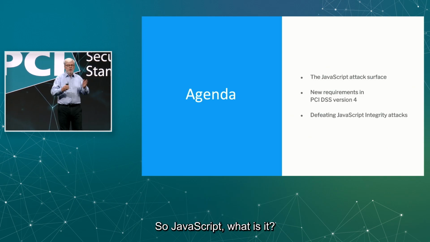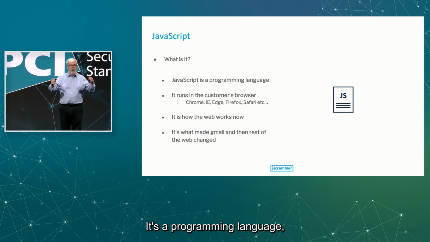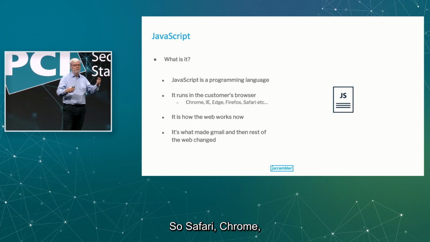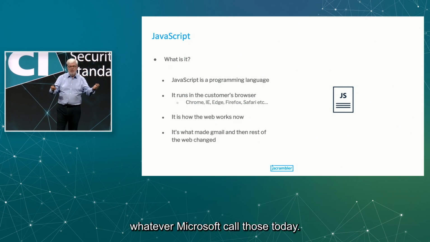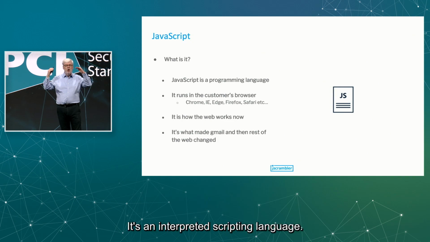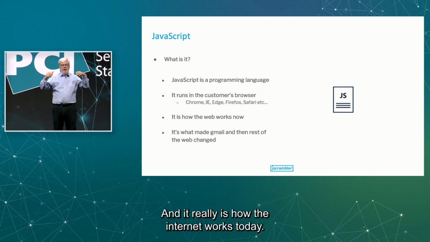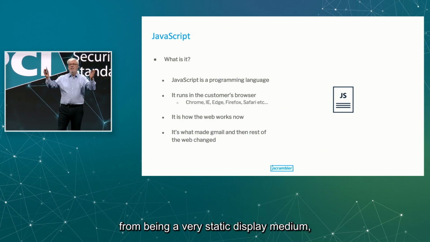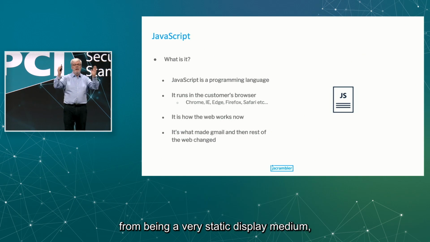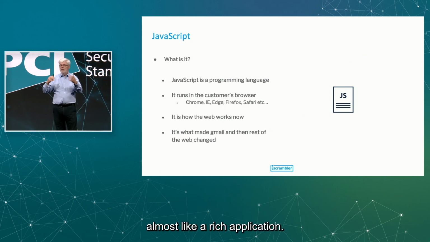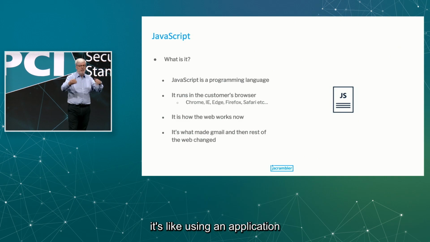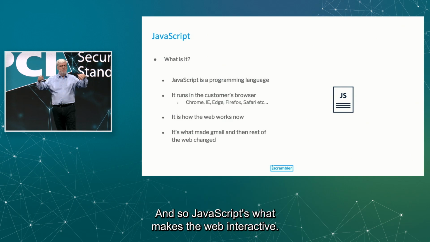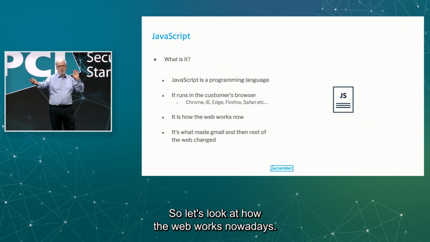So JavaScript, what is it? It's a programming language. It's the programming language that's in every browser, so Safari, Chrome, whatever Microsoft call theirs today, right? So it's in every browser. It's an interpreted scripting language. And it really is how the internet works today. It's what's changed the internet from being a very static display medium to something that is effectively almost like a rich application. When you use Gmail, it's like using an application on your desktop, isn't it? And so JavaScript's what makes the web interactive. So let's look at how the web works nowadays.